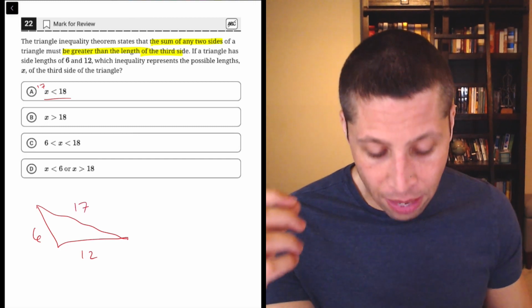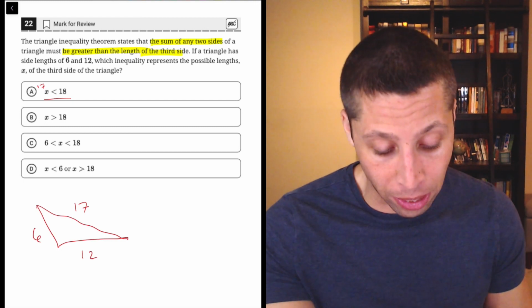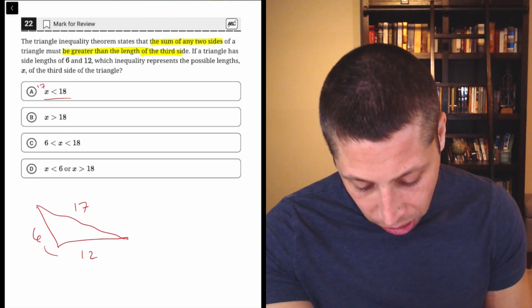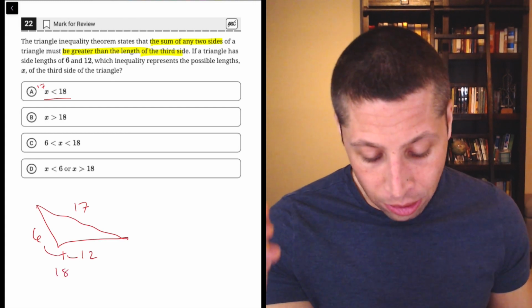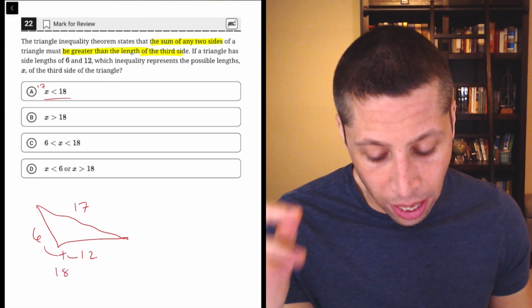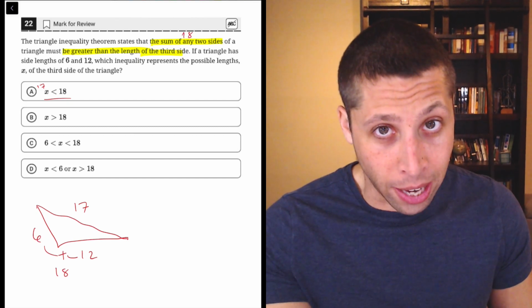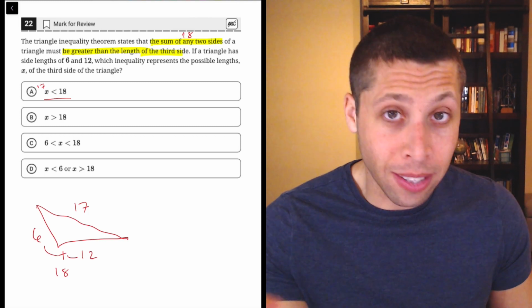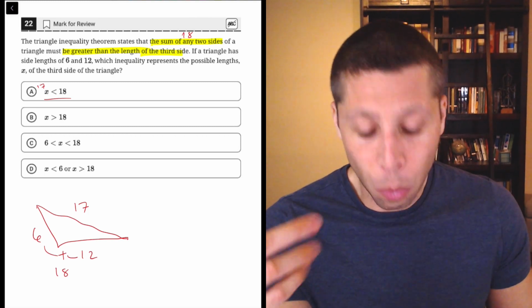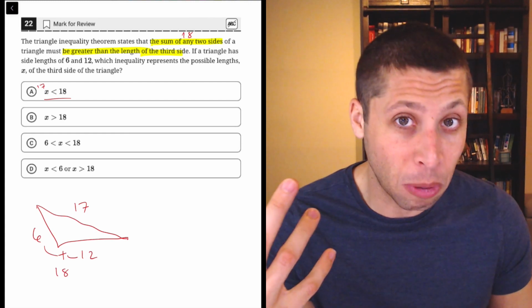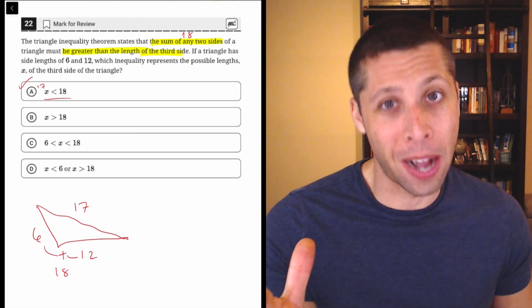And now we want to see, if we added two of the sides, would they follow this theorem, right? So the sum of any two sides, so let's do 6 and 12. If we add those together, we get 18. So let's stick that in: the sum of any two sides of a triangle, so 18 must be greater than the third side. Yes, 18 is greater than 17. So that checks out. We've created a triangle that makes sense according to this theorem. What that means then is 17 is a possible value of x, which means that A is a possible answer choice. But it is not the only possible answer choice.